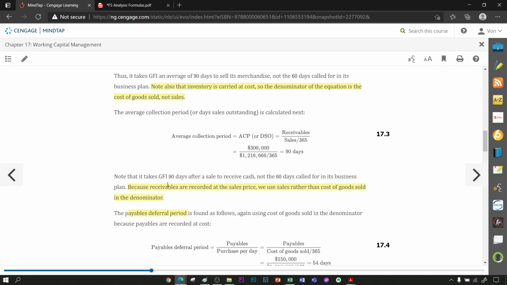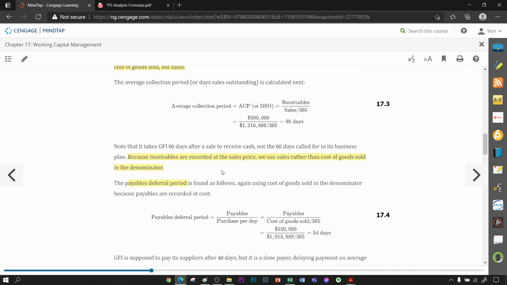Note that it takes GFI 90 days after a sale to receive cash, not the 60 days called for in its business plan. Because receivables are recorded at the sales price, we use sales rather than cost of goods sold in the denominator. Okay. So, ayan. Sales price na kasi yung receivables. Kaya hindi na cost of sales yung ginamit natin. Yung sales amount na.